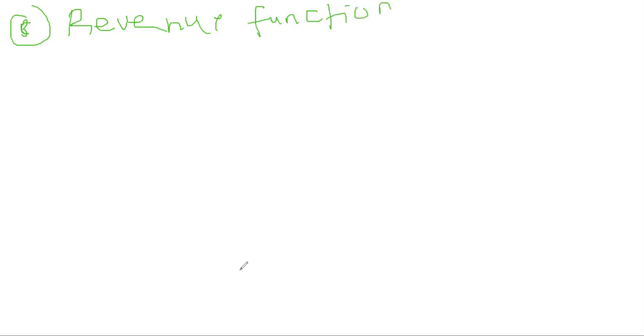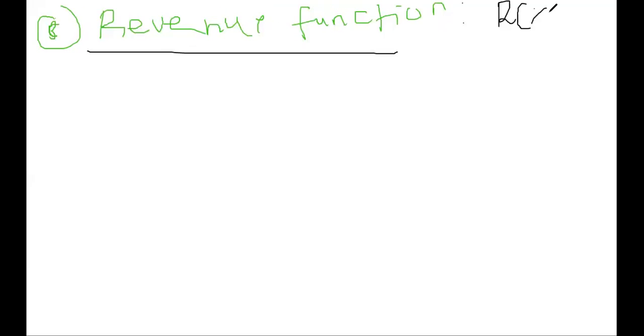So revenue function, normally we use this symbol to represent it, R of X. This X is telling you revenue depends on the quantity that you produce, or the quantity that you sold in the market. Actually, it depends on this. We assume that this is quantity sold in the market.